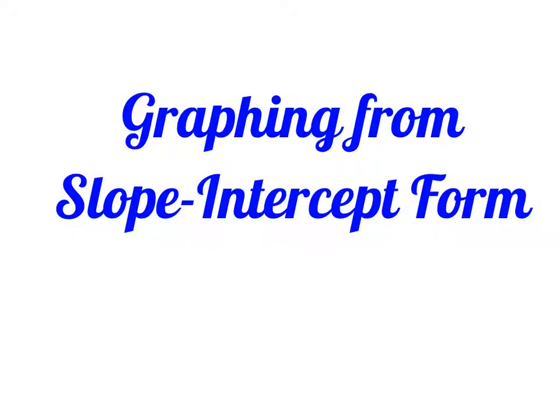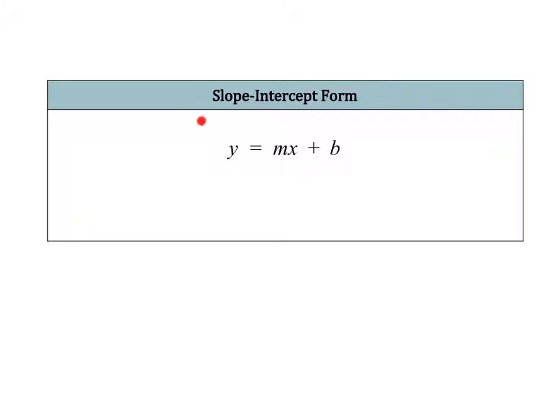Hi everybody, today we are going to learn how to graph a line using what's called slope-intercept form. So slope-intercept form is perhaps one of our most important equations involving linear functions. So this is slope-intercept form, y equals mx plus b. So anytime we want to graph a line, this is going to be the easiest way for us to graph it.